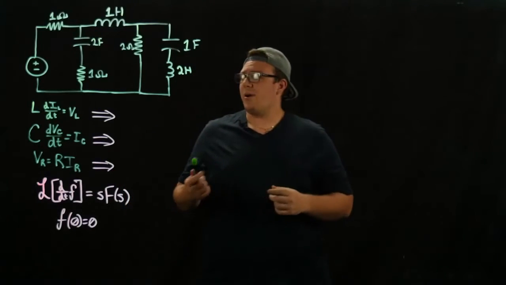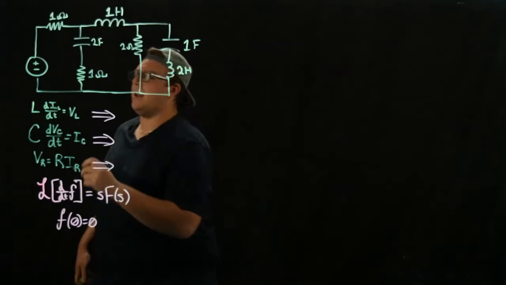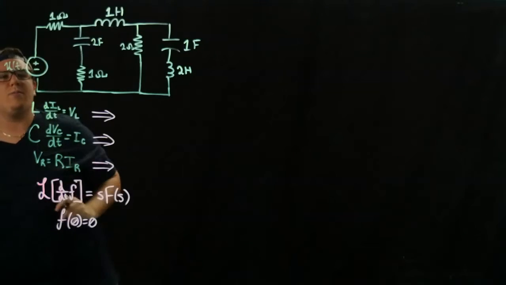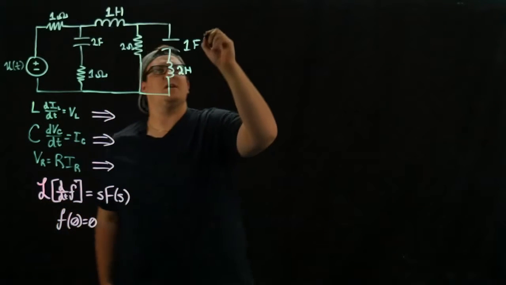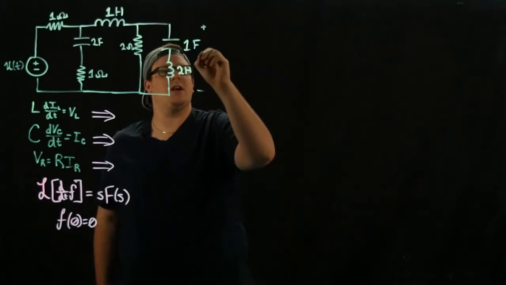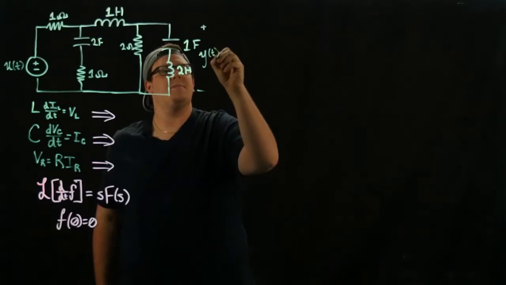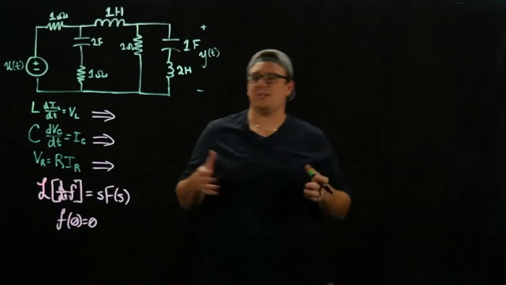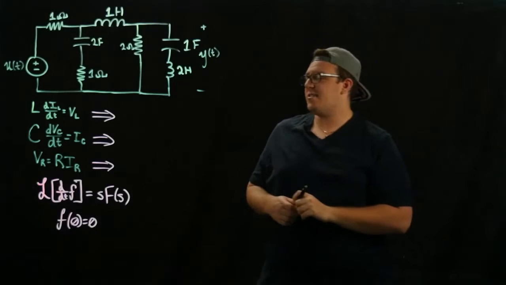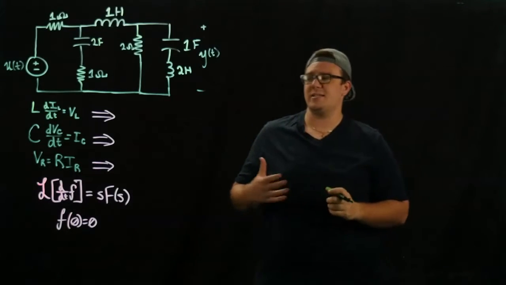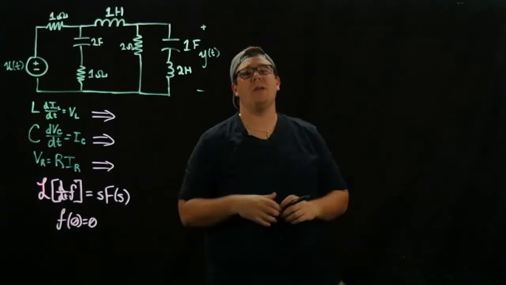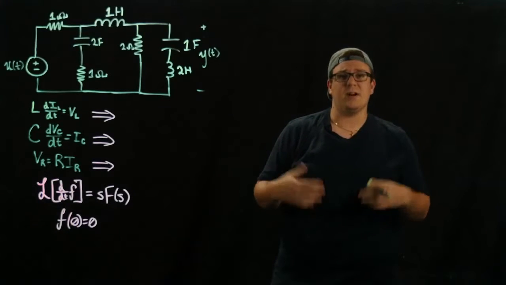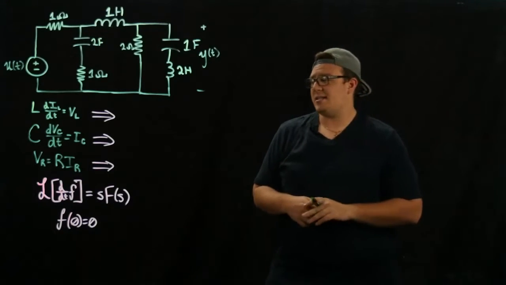What we're going to do is take an input signal to the circuit, u(t), and we're looking for the output voltage, y(t). We'll do that by relating these two using a transfer function. A transfer function is basically the output divided by the input, but not in the time domain, in the Laplace domain. So we're going to have to take some Laplace transforms.